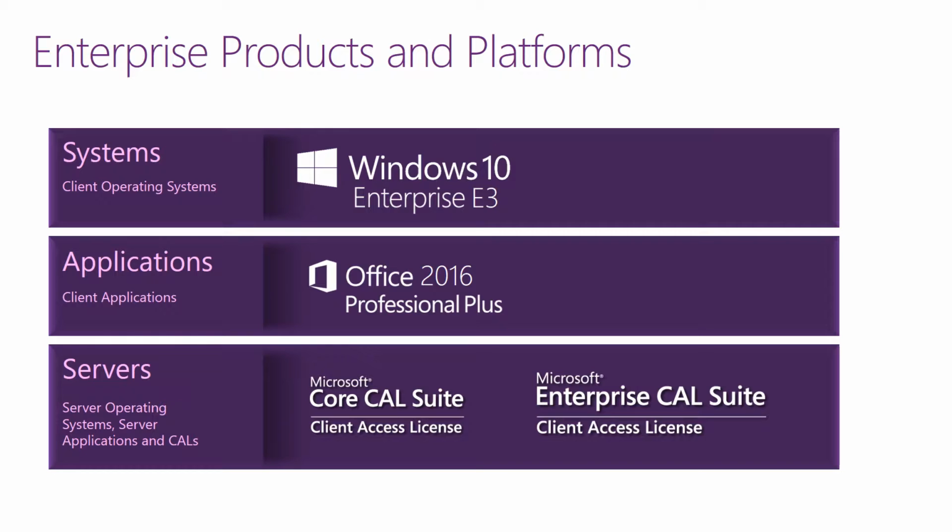But if they choose one product from each pool, then they are said to have a platform, and that attracts a further discount. Organisations can choose between the professional desktop platform and the enterprise desktop platform, where it's the CAL suite that differentiates between the two platforms. That means that the professional desktop platform is Windows 10 Enterprise E3, Office Professional Plus 2016, and the Core CAL suite, with the enterprise desktop platform being Windows 10 Enterprise E3, Office Professional Plus 2016, and the Enterprise CAL suite.